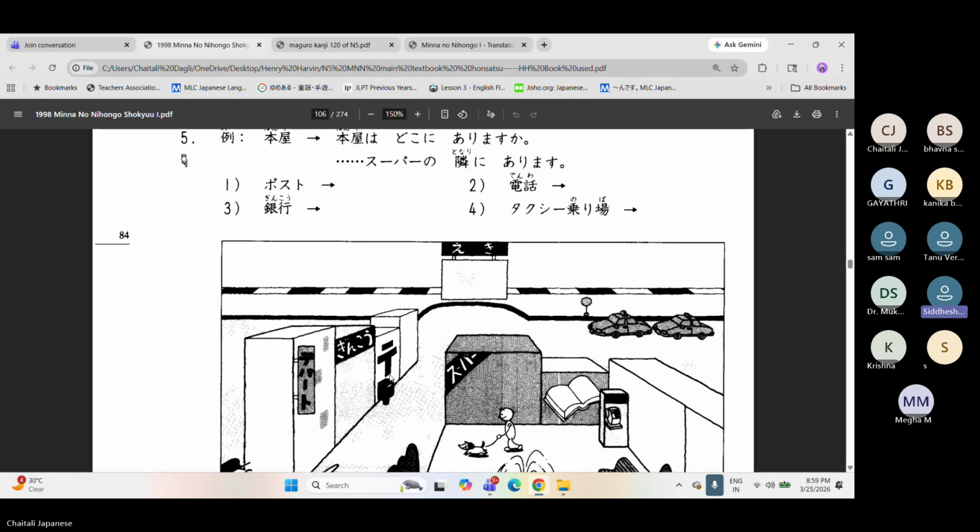Got it, ma'am. Are we clear, everybody? Ma'am, you didn't tell us about honya, you told us about this. Honya, mae ni, in front of. Honya is bookstore. So I made the sentence correctly. Honya no mae ni arimasu. Yes, that's correct.